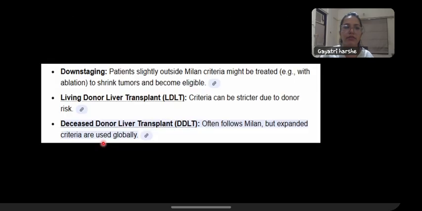So what are the other ways to put it into the Milan? That is downstage the disease to do TACE, TARE, or microwave ablation, radiofrequency ablation, if it is feasible. In this particular case, it was not. Then the living donor liver transplant, but this was not for that, as well as DDLT.